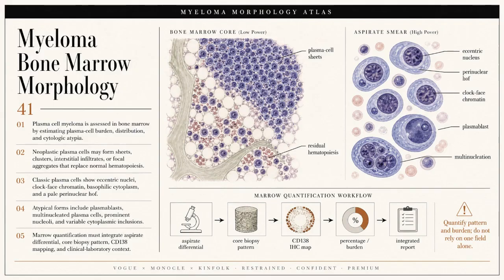In summary, the bone marrow morphology of multiple myeloma is characterized by increased clonal plasma cells with distinctive nuclear and cytoplasmic features, including eccentric nuclei, clock-face chromatin, and a prominent perinuclear hof. Recognizing plasmablast and multinucleated forms provides additional diagnostic and prognostic information.